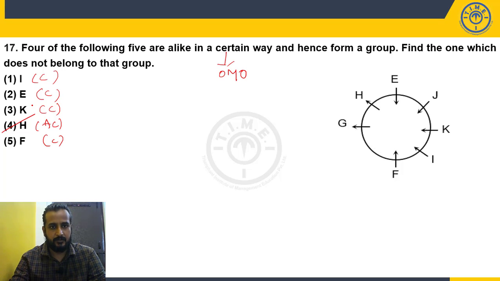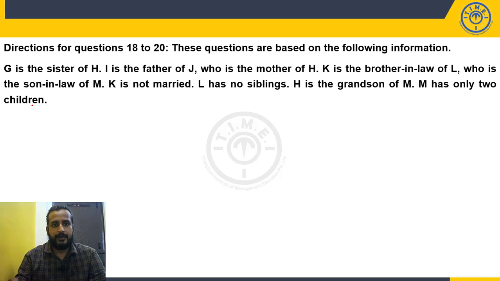Fine? Now, blood relation set. What is the given information? G is a sister of H. Okay. G is a sister to whom? H. So G female, H we don't know. So female, circle, male, let us take it in a square box. G is the sister of H.